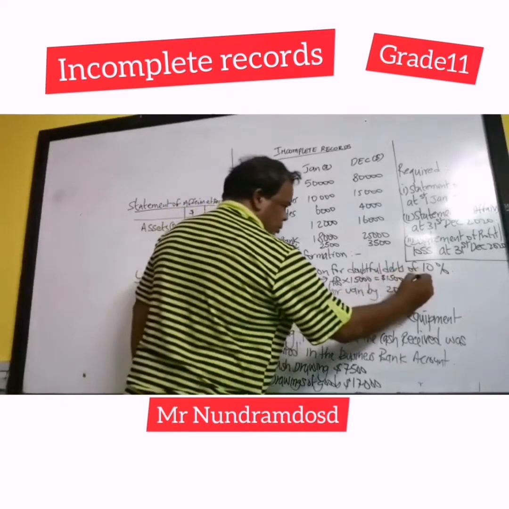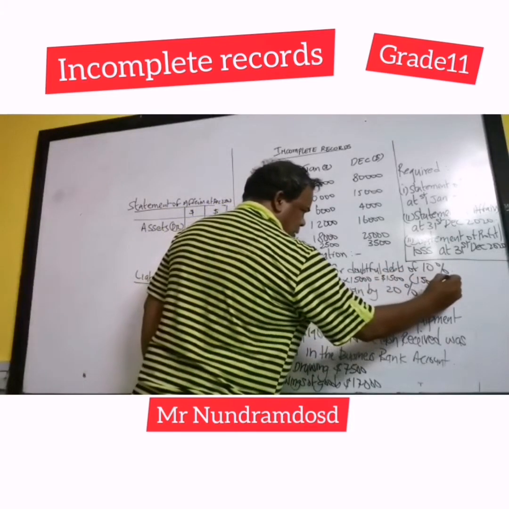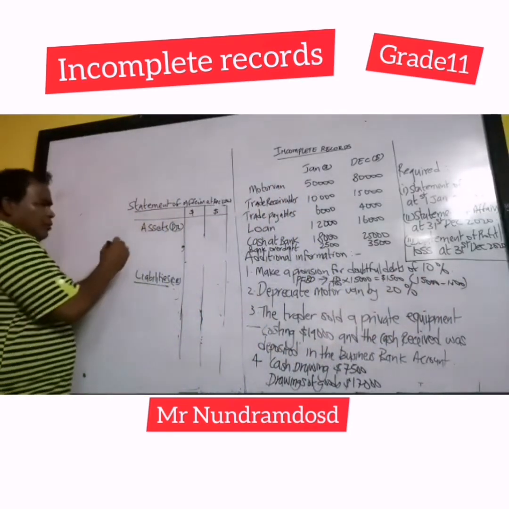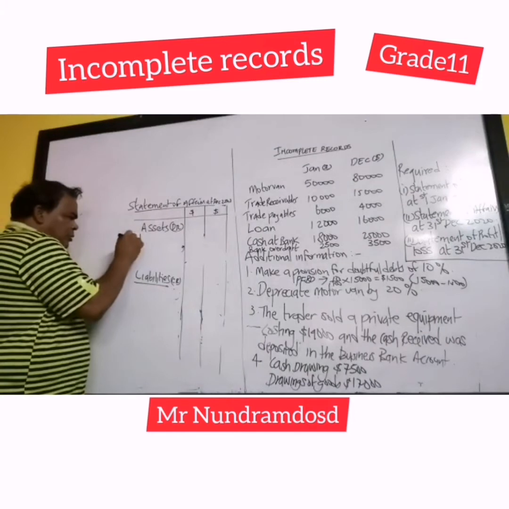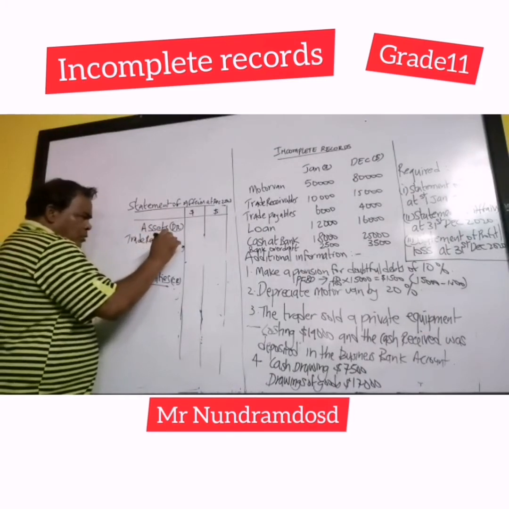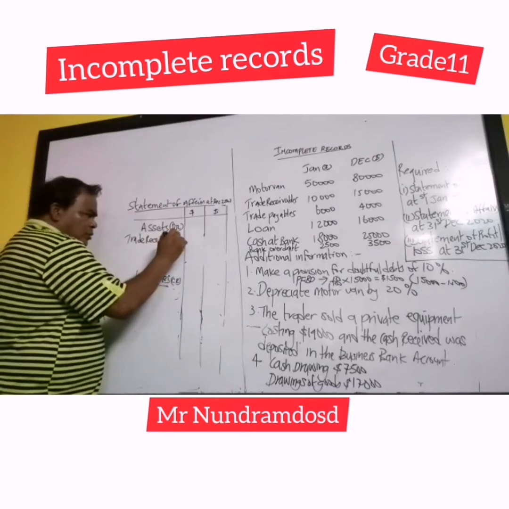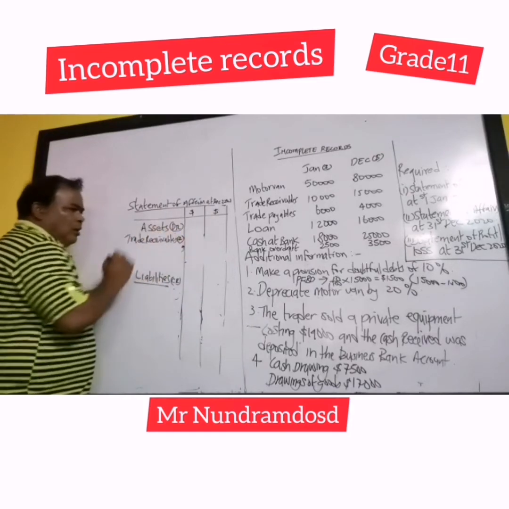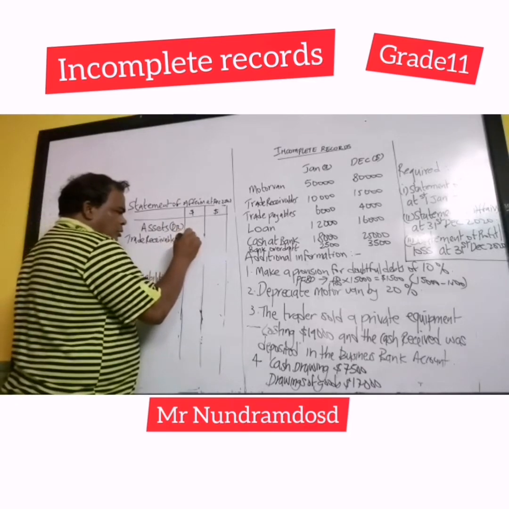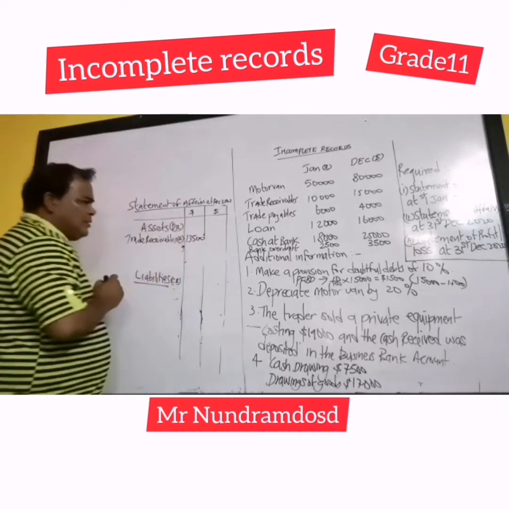Therefore, we have to take 15,000 and remove 1,500. Here we have to put trade receivable with the workings given. We have already done the first working. That gives us 15,000 minus 1,500, which is 13,500.